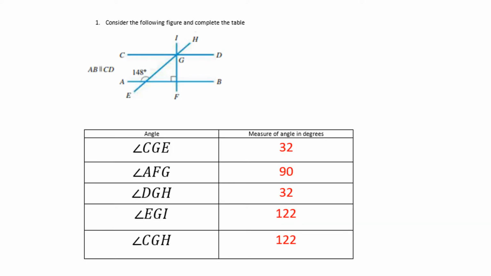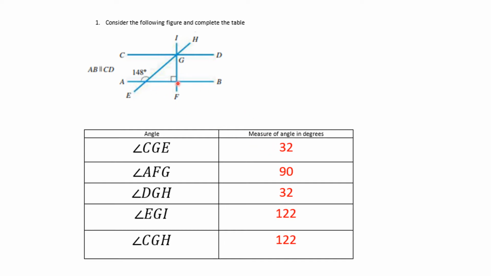First problem was considering this figure. They told you that AB, this line here, was parallel to the other line. You were supposed to consider the figure and complete the table. And we knew that this angle here was 148 degrees. So angle CGE, which is this angle up here, is on the same side of the transversal, so that's going to be supplementary to this angle. So that's going to be 32 degrees.